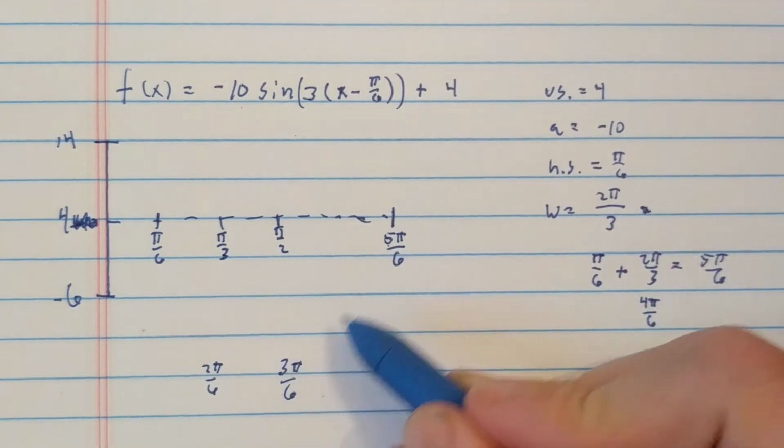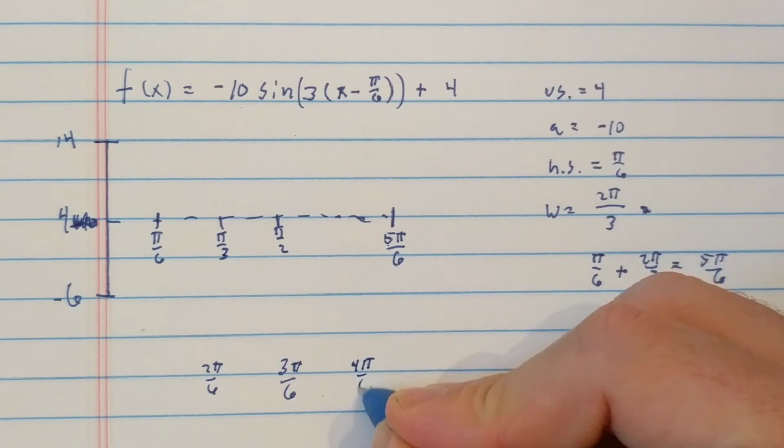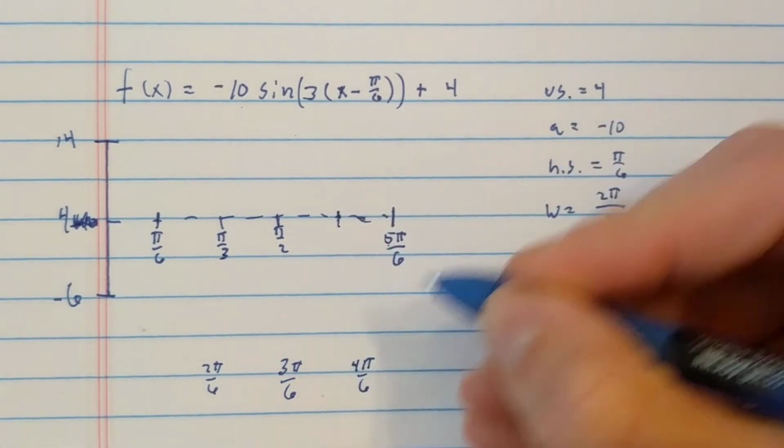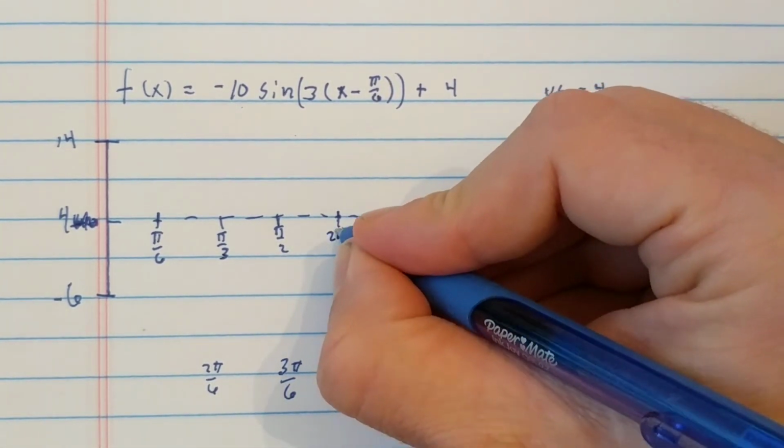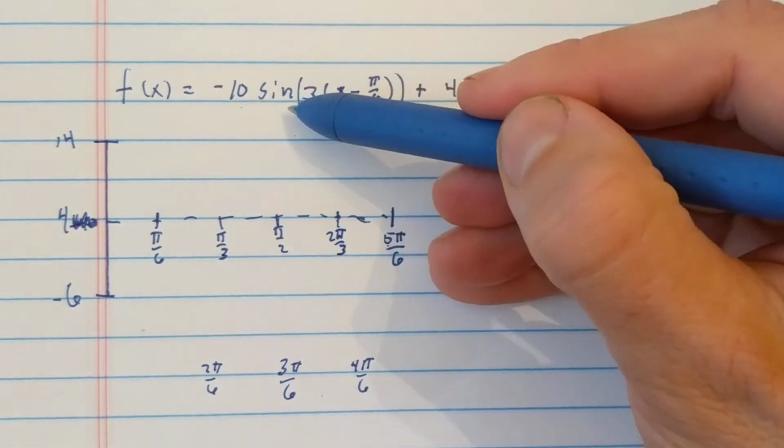This is 5, this is 3, that's 8. 8 divided by 2 is 4, so this is going to be 4 pi over 6 right here. But when I reduce that, I'm going to get 2 pi over 3. And there we go. This, by the way, is a negative sine.